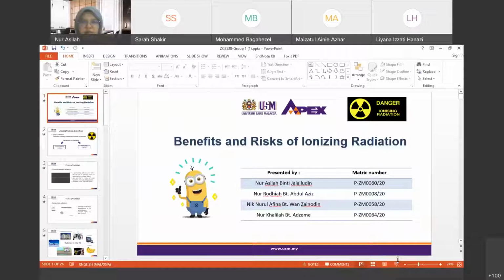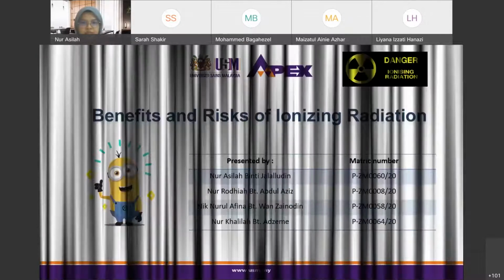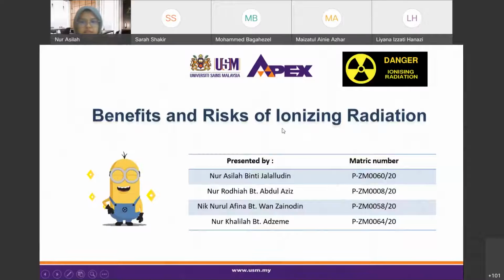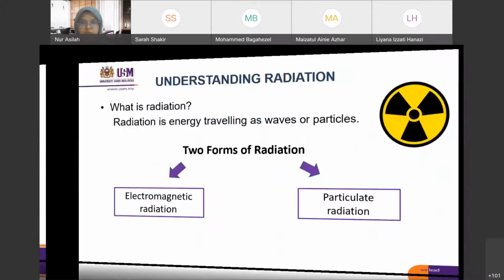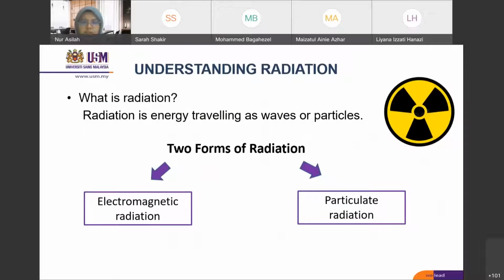Patients on benefits and risks of ionizing radiation. First, let me introduce you to radiation. What is radiation? Radiation is energy traveling as waves or particles.